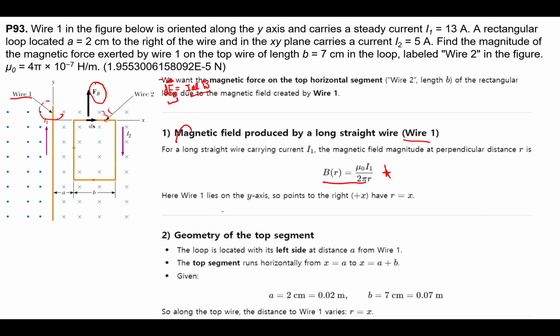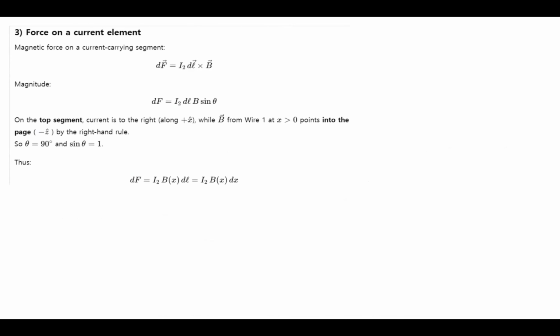Okay. And the geometry of the top segment is on the left side at the distance a from wire 1, and the top segment runs horizontally from x equal to a to x equal to a plus b. Okay, that is the range we are going to consider. And then once it is given, we know that the infinitesimal current element on the top wire is going to be this one. Note that here is the I2. So B is from I1.